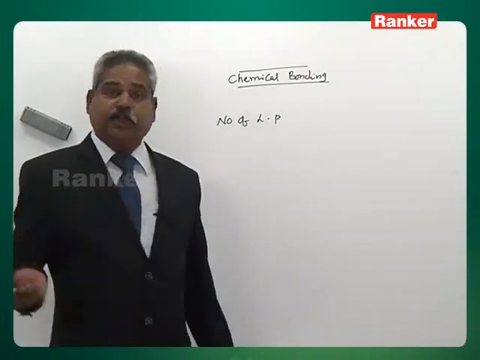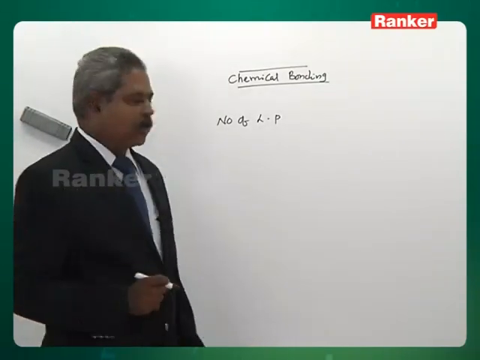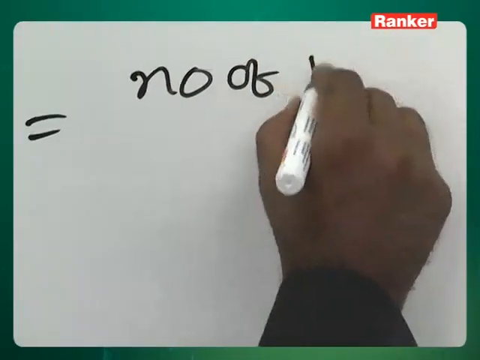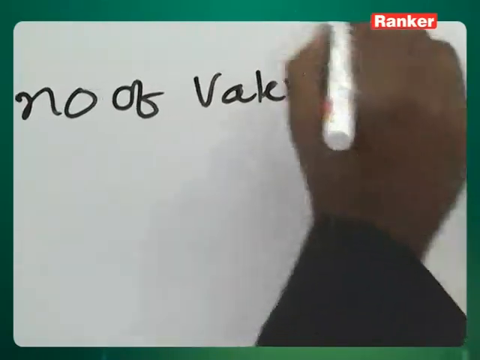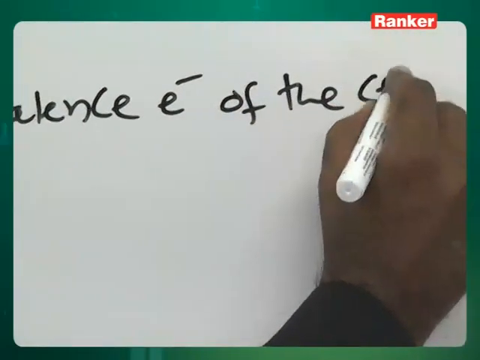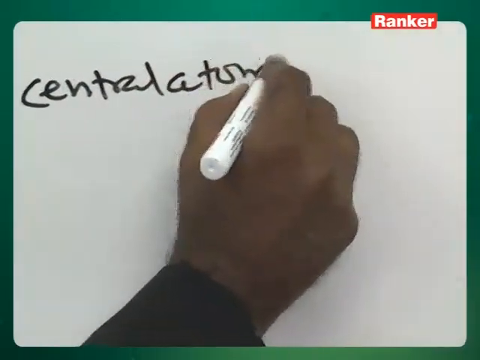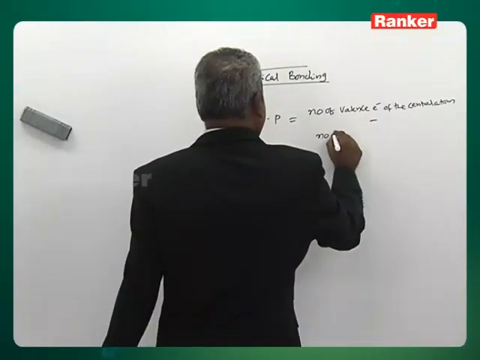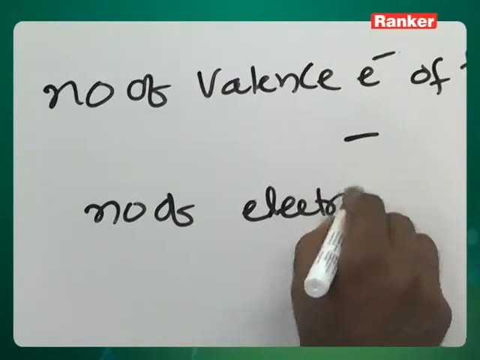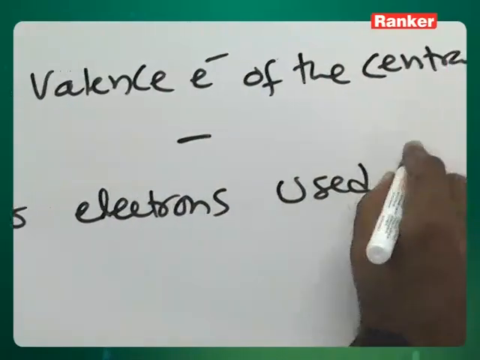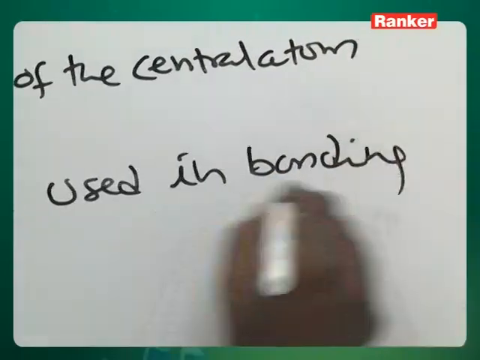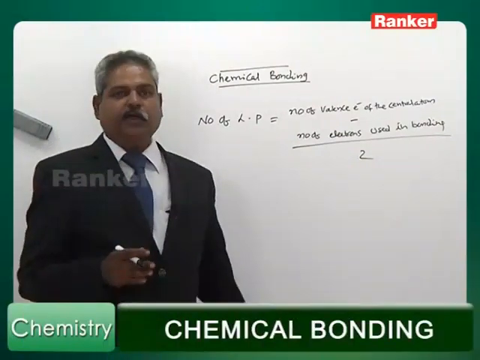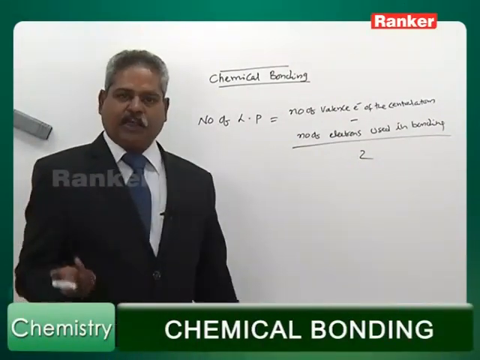Number of unused electrons in bonding. How many electrons are not being used? Look here. Number of valence electrons of the central atom. Of course, we are always interested in the central atom only. Number of valence electrons of the central atom minus number of electrons used in bonding, divided by 2. It means how many you have spent and how many pairs are remaining, as simple as that.